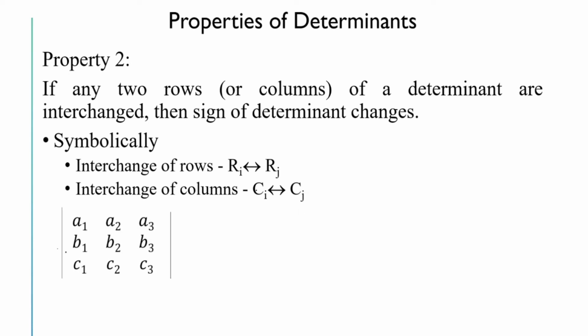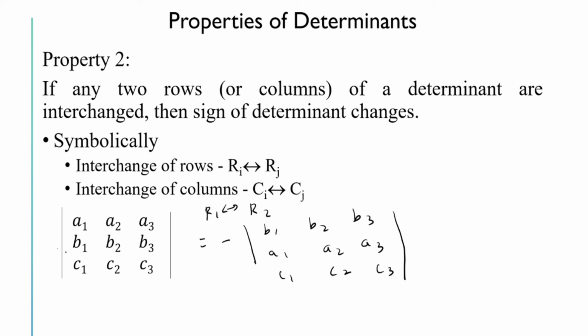So say for example, if we interchange R1 and R2, in this case it will be minus b1, b2, b3, a1, a2, a3, c1, c2, c3. So the value of this determinant will be the negative of the value of this determinant.